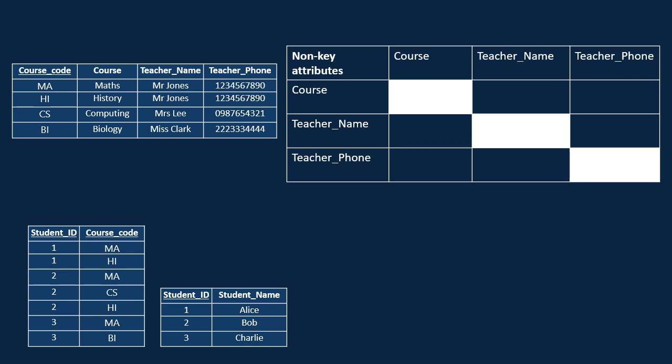What we want to do is create a grid of the non-key attributes that we have in that top table that contains our dependencies. You can see our non-key attributes are course, teacher name and teacher phone. So we have those going along the top and also down the side. And what we're going to do now is go through each of those non-key attributes and determine whether they are dependent on either of the other 2 non-key attributes.